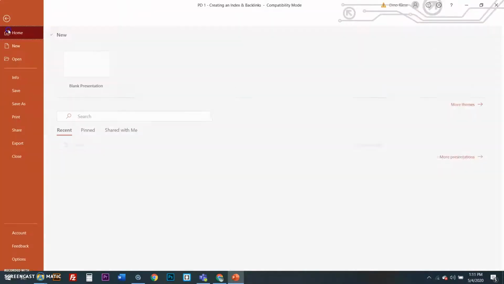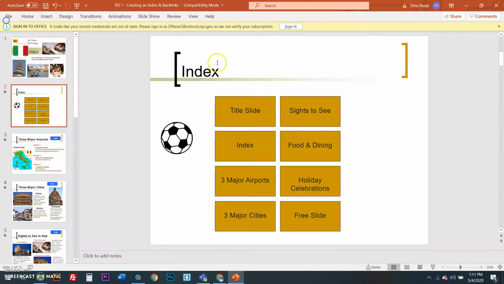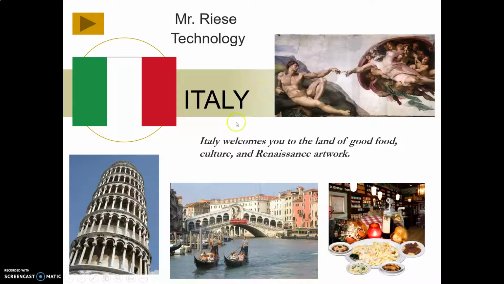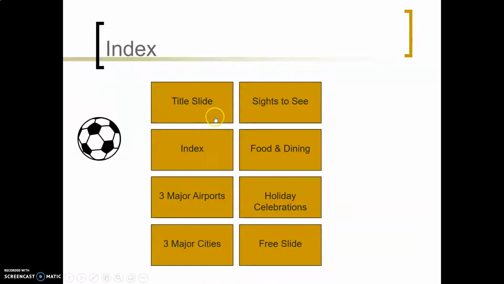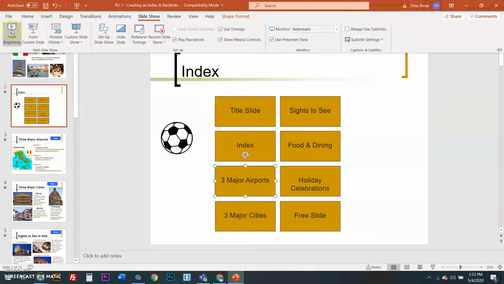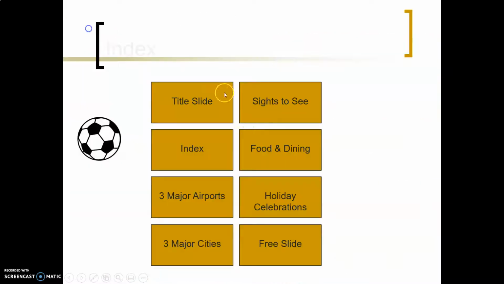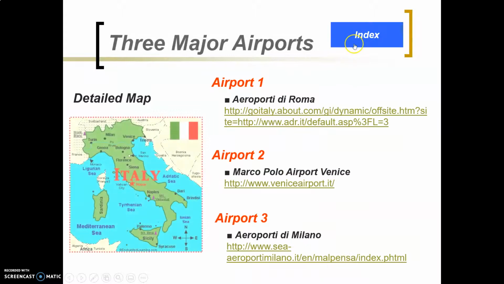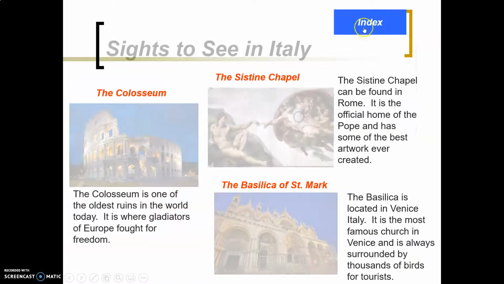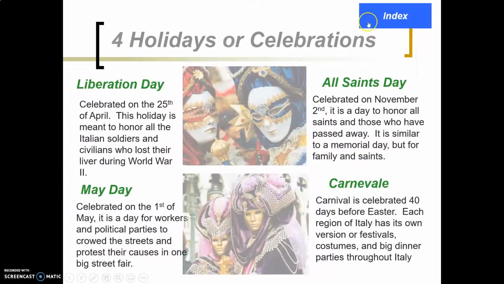Let's test it. First of all, you should save it. Before we do that, I'm not going to save it over my original one. I want to go to slideshow, view show from beginning. As we go down to the next slide, and look, this goes to the title slide, index. We don't have it on the index. Escape. Oh, sorry. Slideshow, view show from beginning. My bad. Three major airports. Back to the index. Three major cities. You see how it connects now throughout the entire website.